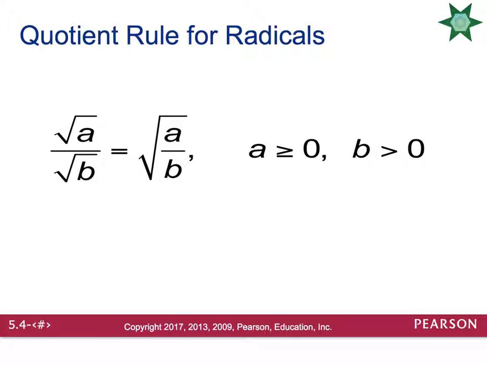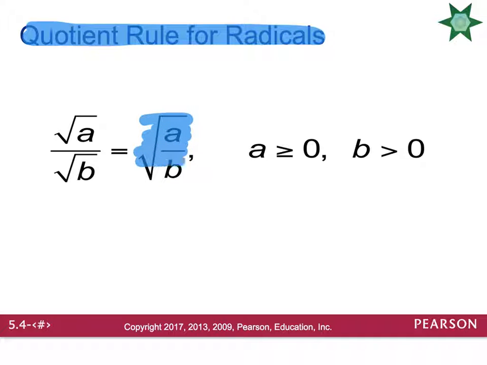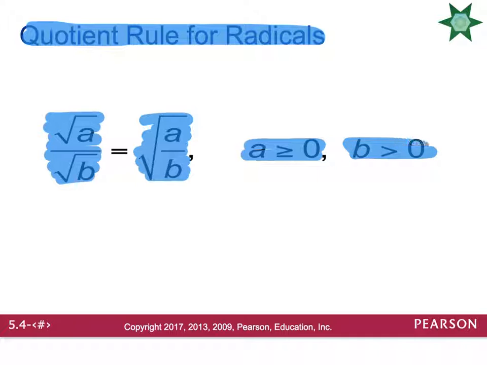Now let's look at our quotient rule for radicals. The quotient rule says if you're taking a quotient in a radical, you can break it out separately. So the square root of a divided by b is the square root of a divided by the square root of b. Here a has to be greater than or equal to 0, so we're not taking the square root of a negative. And b has to be greater than 0. It can't be 0 because it's in the denominator, and we can't divide by 0.